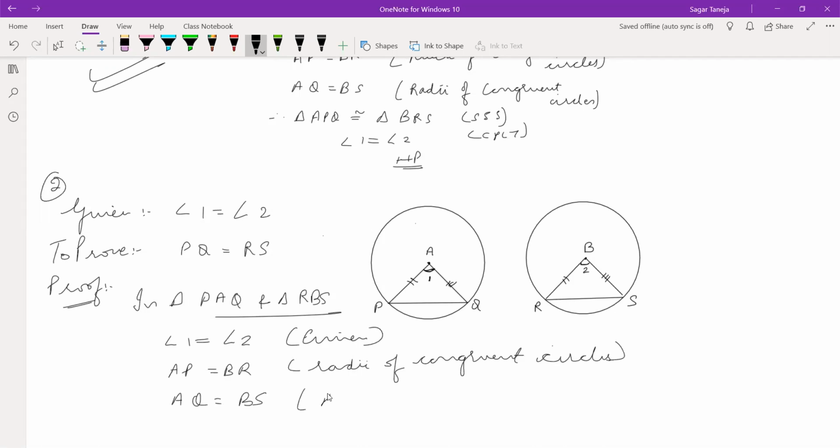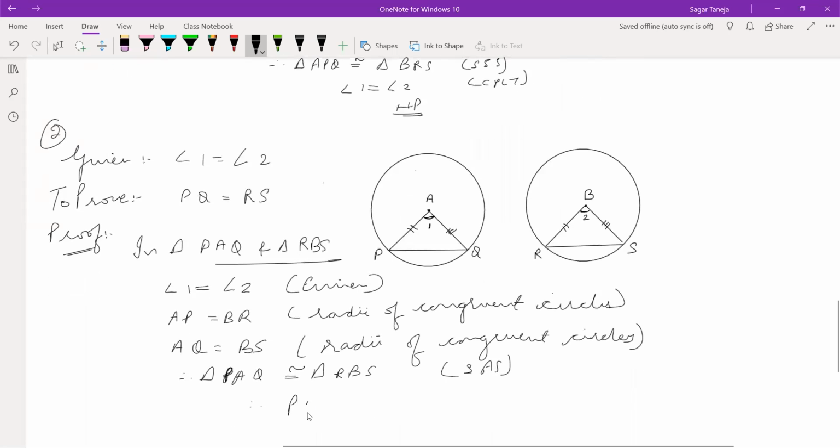And here also radii of congruent circles. Therefore, triangle PAQ is congruent to triangle RBS by SAS criteria, same as theorem 2. So therefore, by CPCT, we can say that PQ and RS are equal. The starting of the chapter is very easy. You'll feel it. Just practice the question one time in your practice notebook. You'll be able to understand these questions very easily.